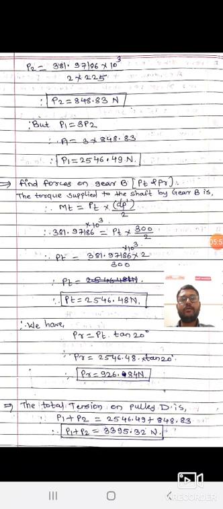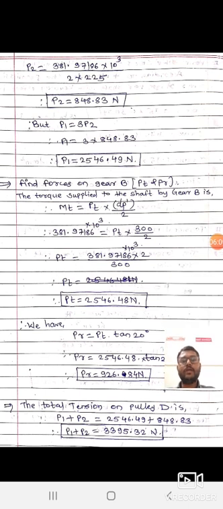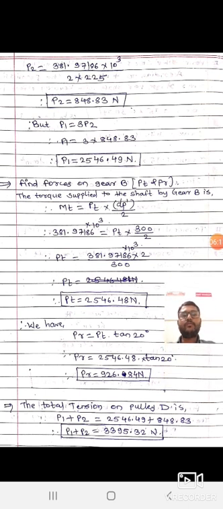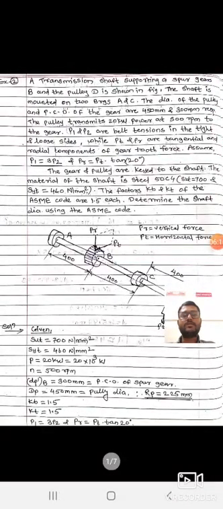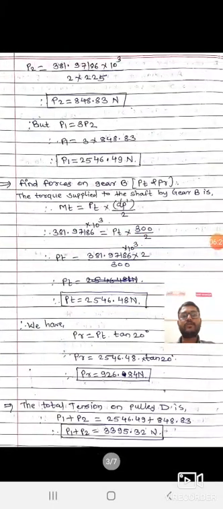But we know that condition is P1 equal to 3P2, so P1 again is equal to 2546.49 Newton. Then next, find forces on gear B. Here gear B is mounted at the point B, and the forces are PR and PT. PR means vertical force, that is radial force, and PT means horizontal force or tangential force.